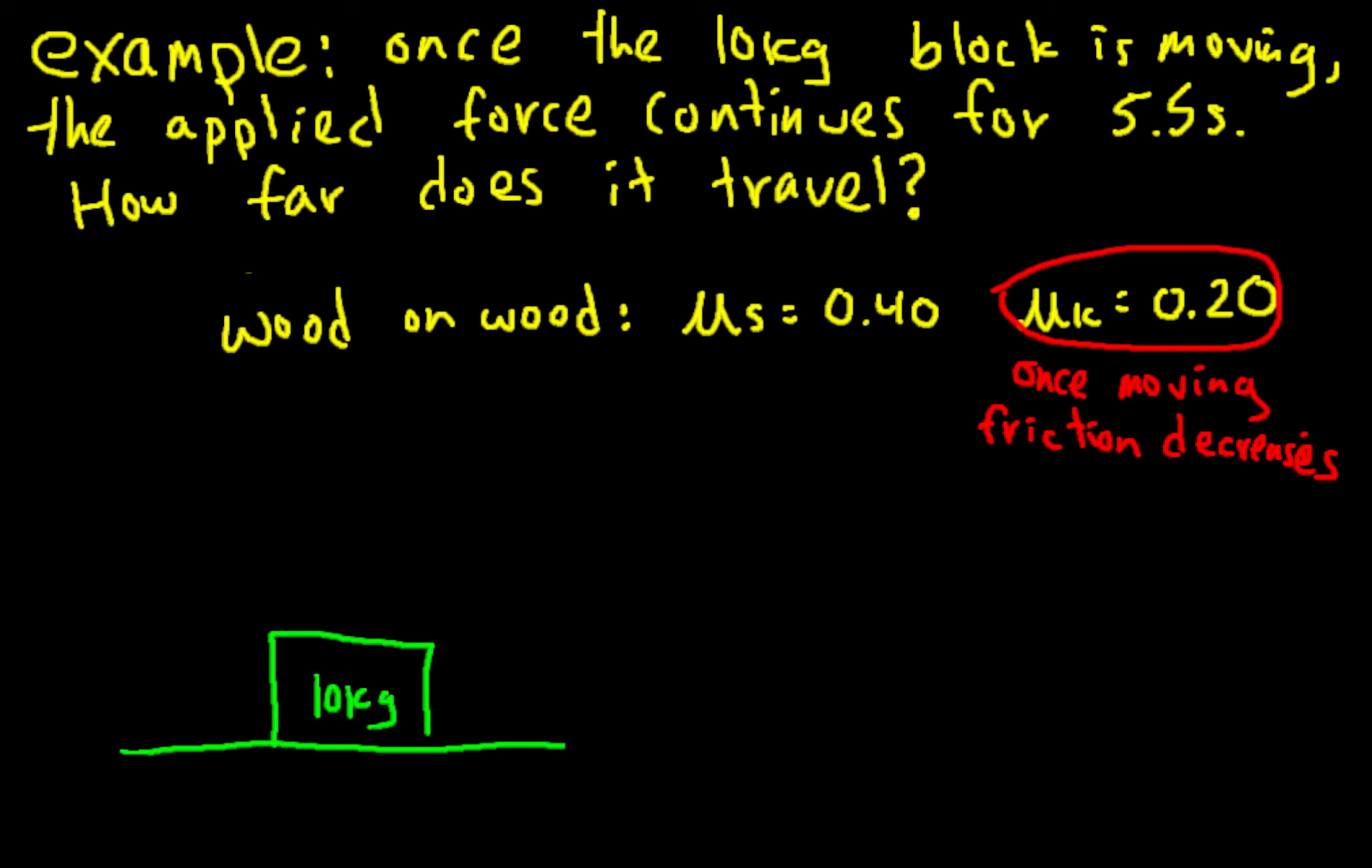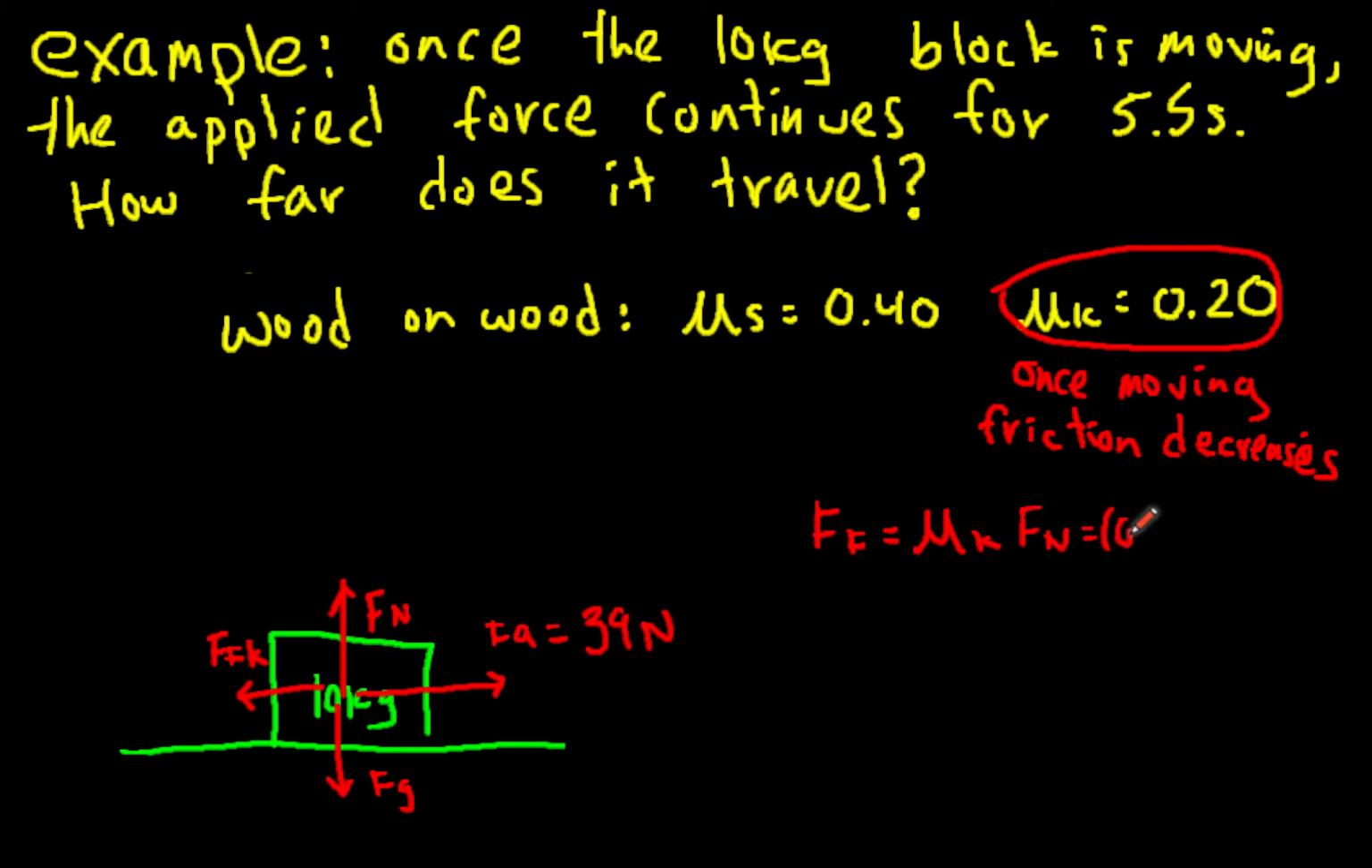So now the 10 kilogram block is being pulled down by gravity, pushed up by the same normal force as gravity. There's an applied force equal to 39 newtons pulling it, and there's a force of kinetic friction pulling it back. Let's calculate what the force of kinetic friction is. The normal force has not changed. It's still the same object on the same surface, but kinetic friction is now 0.20 times normal force, which is 98.1, giving us a force of kinetic friction equal to 19.62 newtons.